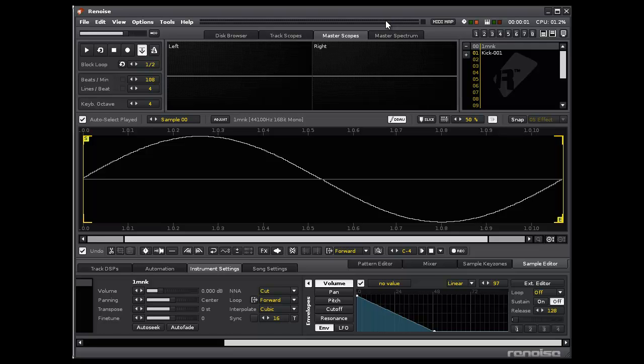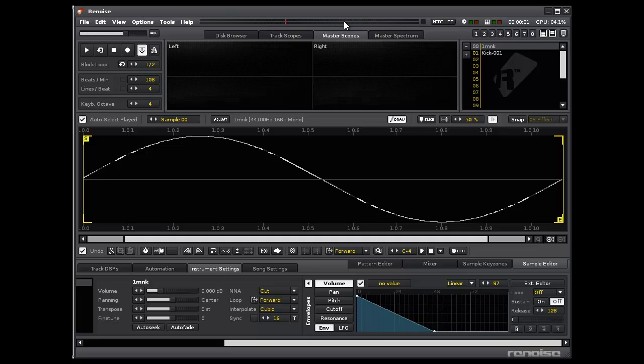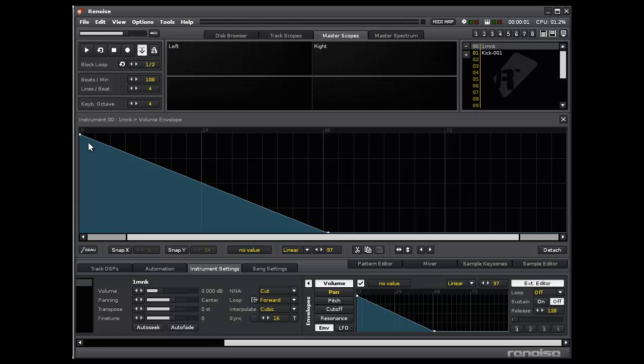Very quickly, if you have a look up at the top, there are these two green bars. The top green bar is the left-hand side, the bottom bar is the right-hand side. So let's move down a little bit and turn on an envelope which will affect the panning. So if you look here, the shape of this envelope is just going down, from maximum to minimum volume in this case.